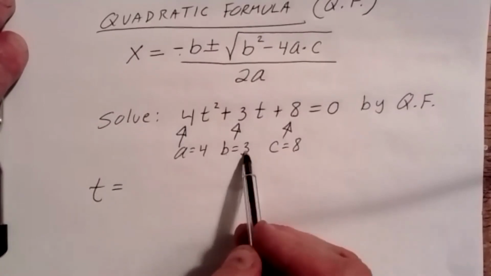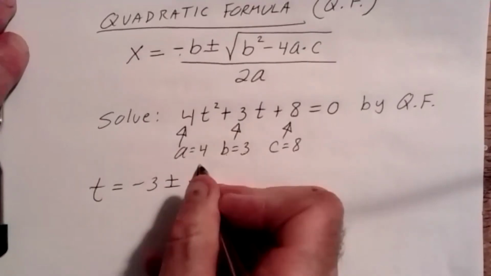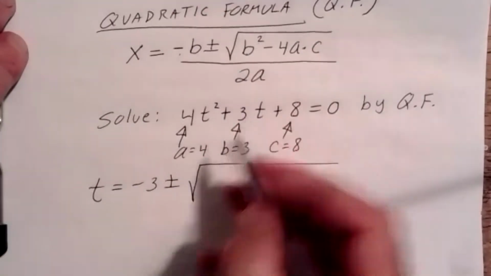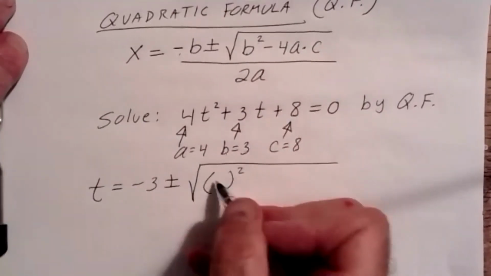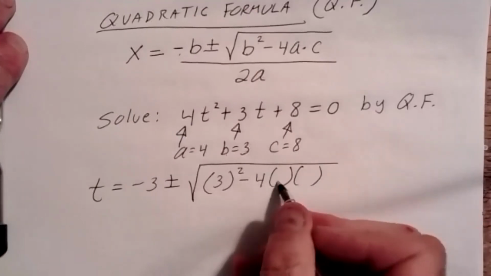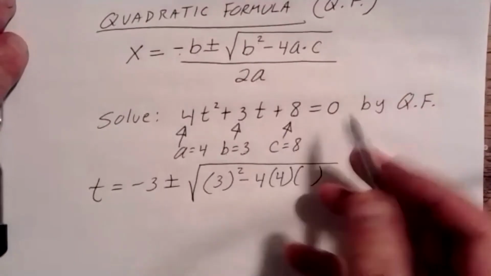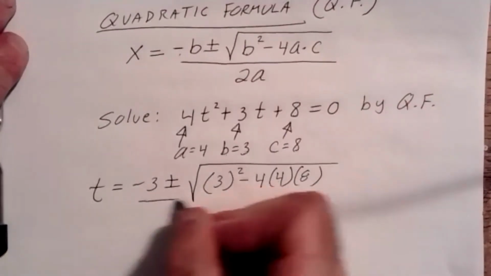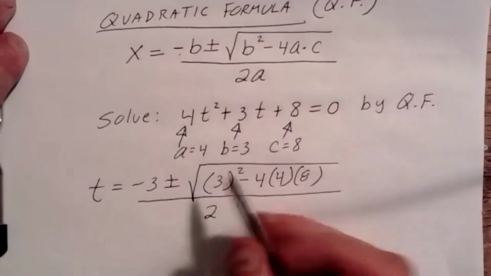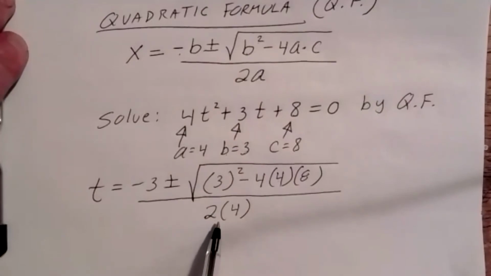But b is 3, right? So I have the opposite of 3 plus or minus the square root of b squared. What's b? 3, so 3 squared, minus 4 times a times c. What's a? a is 4. c is 8. All divided by 2 times the leading coefficient a. a is 4. Does everybody understand how I substituted the numbers in where they belong into the quadratic formula?